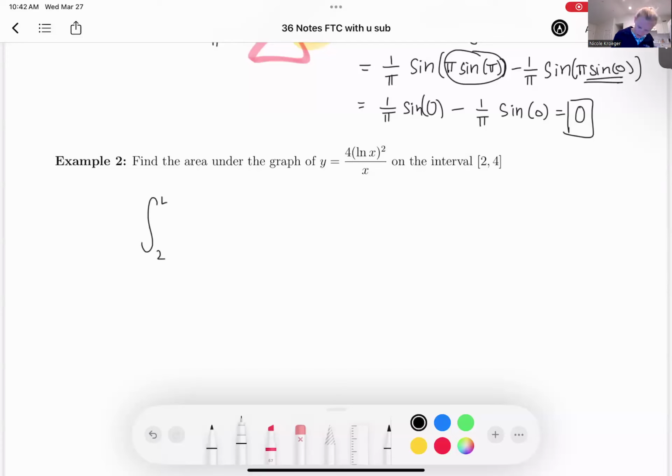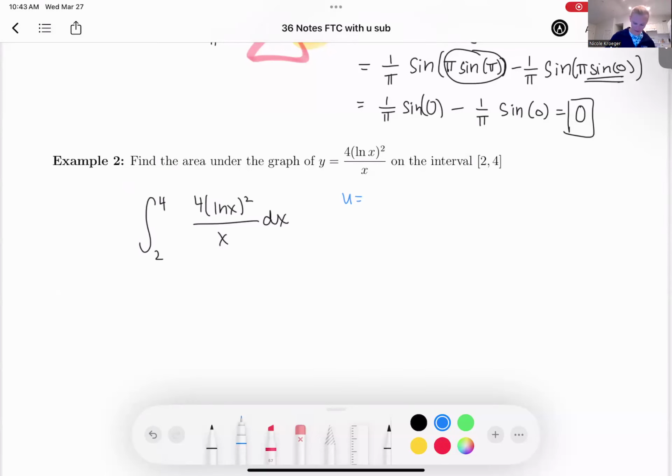Okay, so I'm not going to actually graph this one, but we should be looking at the integral from 2 to 4 of 4 (ln of x) squared over x dx. I see that a u-substitution is probably going to be good here. The thing that's inside of another function is the natural log, so I'm going to pick ln of x to be my u. My du over dx then is 1 over x. When I cross multiply here, I'm going to get x du is equal to dx.